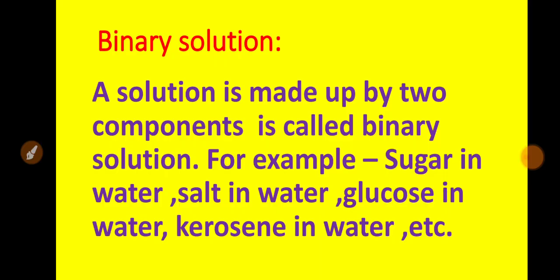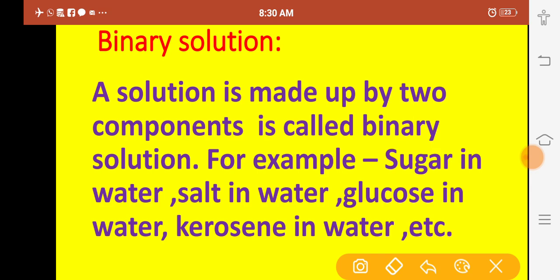Now, a binary solution is actually a mixture. So how does it form? It is formed by the mixing of two or more components. If we discuss the binary solution, we can say that a binary solution is made up of two components, because bi means two. A solution which is made up of two components is known as a binary solution.